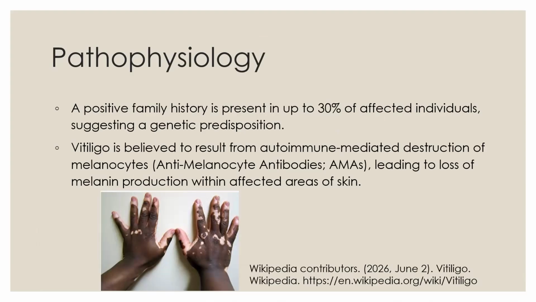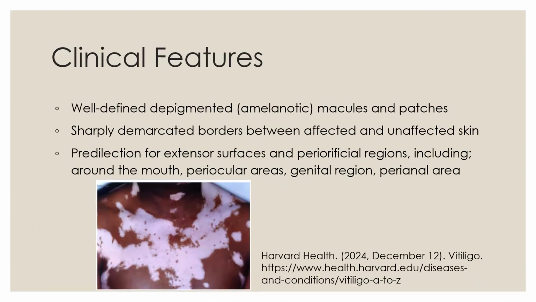A positive family history is present in up to 30% of affected individuals, suggesting a genetic predisposition. Vitiligo is believed to result from autoimmune-mediated destruction of melanocytes via anti-melanocyte antibodies or AMAs, leading to loss of melanin production within affected areas of skin. And this picture shows how these lesions might appear in a person with darker skin tone.